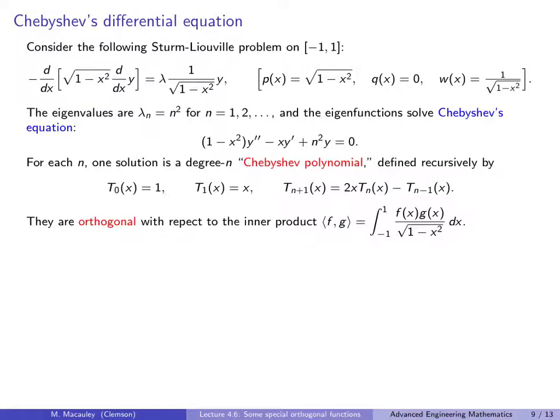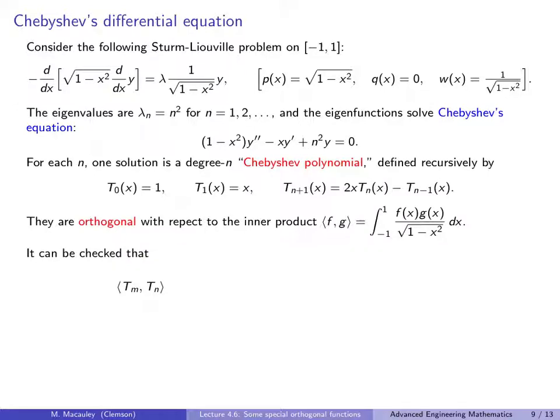These polynomials are orthogonal with respect to the inner product defined as f dot g is the integral from -1 to 1 of f of x g of x divided by the square root of 1 minus x squared. Remember, that is the weighting function. Now, I guess it doesn't really matter if it's defined at the origin or not. We know how to deal with improper integrals, and so I guess that's why they say this is defined on the closed interval, and they can get away with it.